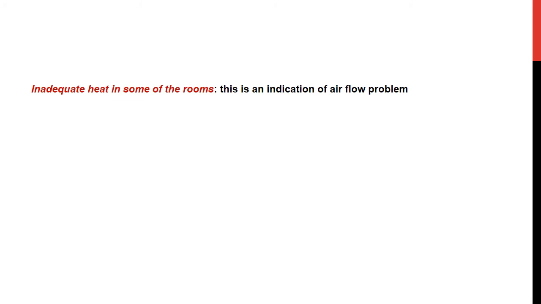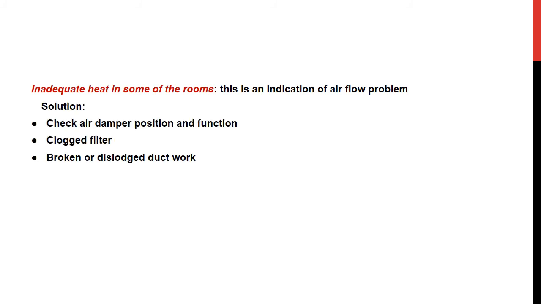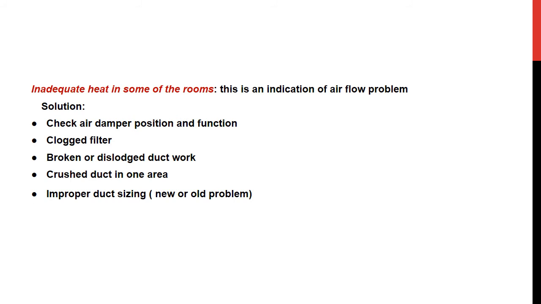Okay, if we have inadequate heat in some rooms, it could be an indication of a flow problem. Either the damper is closed, or maybe the duct has collapsed. So check the duct system. Dampers, clogged filters again. Dislodged ductwork, or something fell on it and it's completely clogged, crushed in one area. Also, this could be another issue, which is improper duct sizing. Is it a new or old problem?